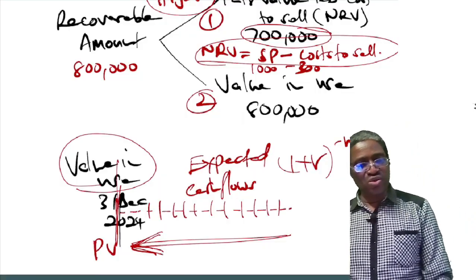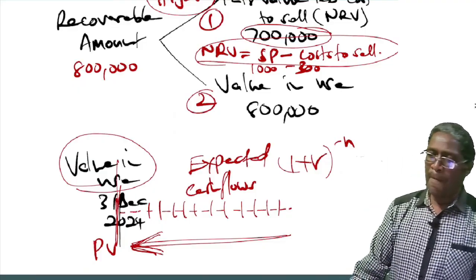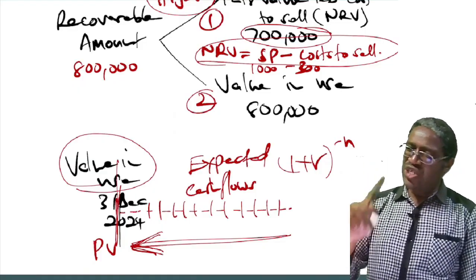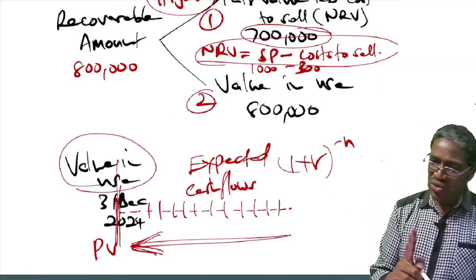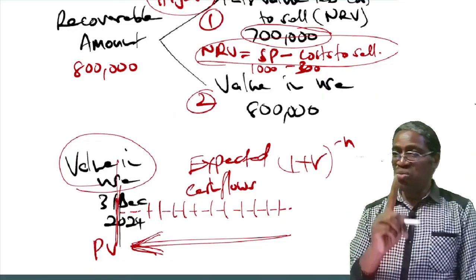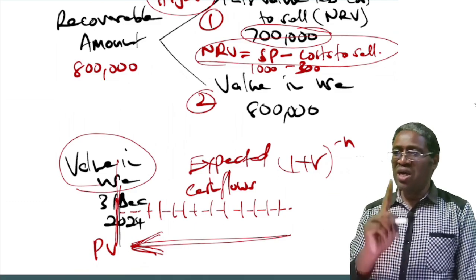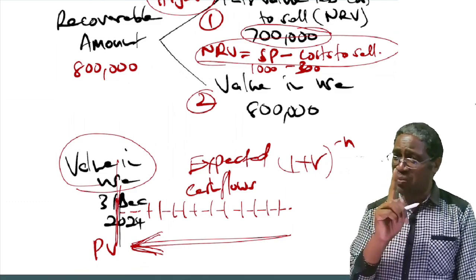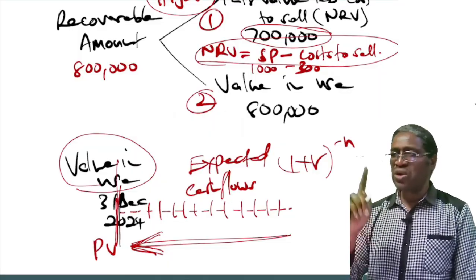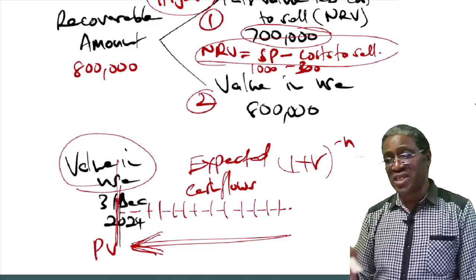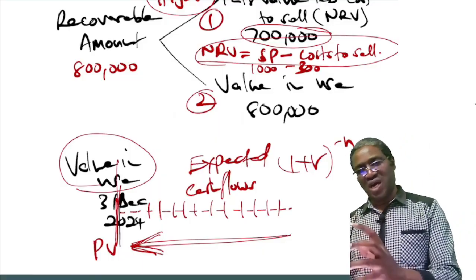The continuous use of the asset. Now, once you get those expected future cash flows, get their present values. So we have defined the value in use as the present value of the estimated future cash flows of an asset that will be generated from the continuous use of the asset.